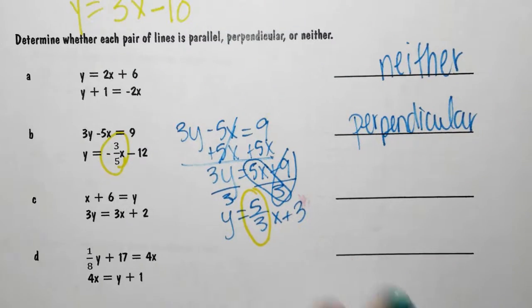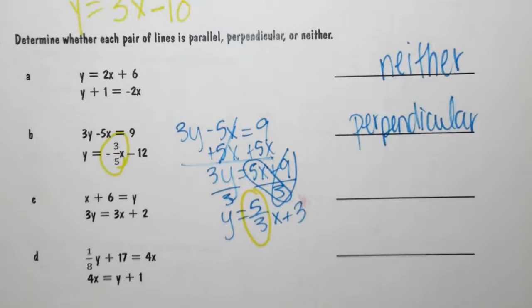If you got it right, put a check by it. I got all these right. How we doing? Okay. You tired? Yeah.